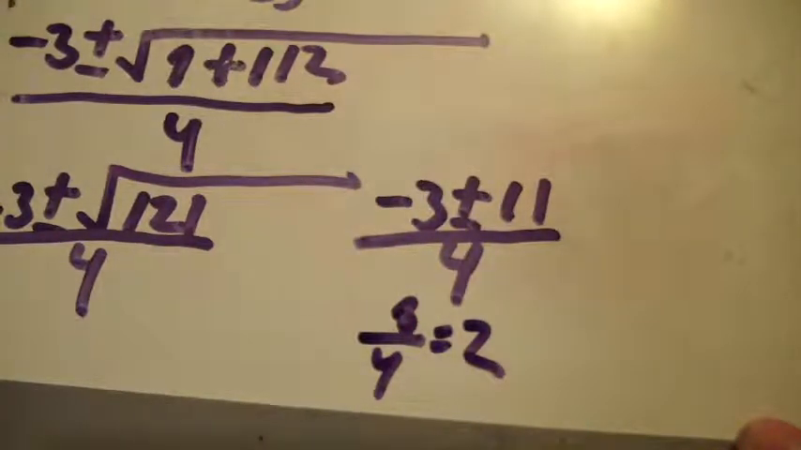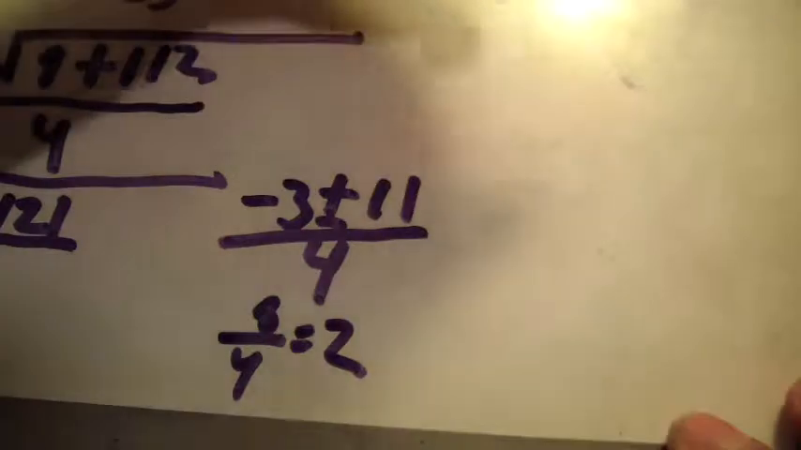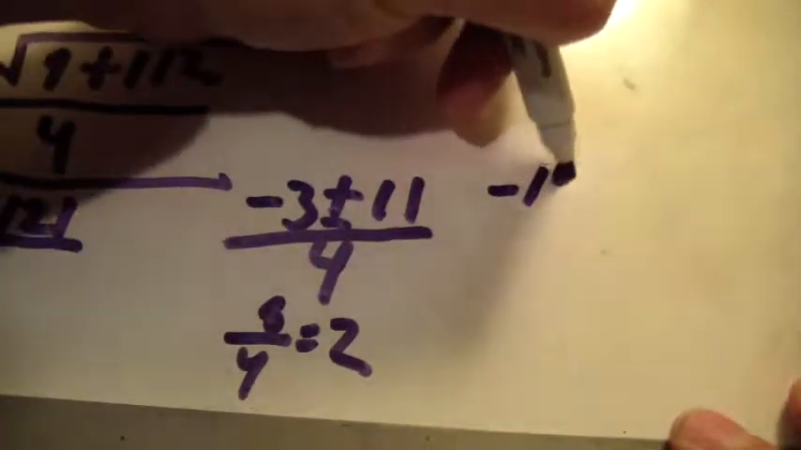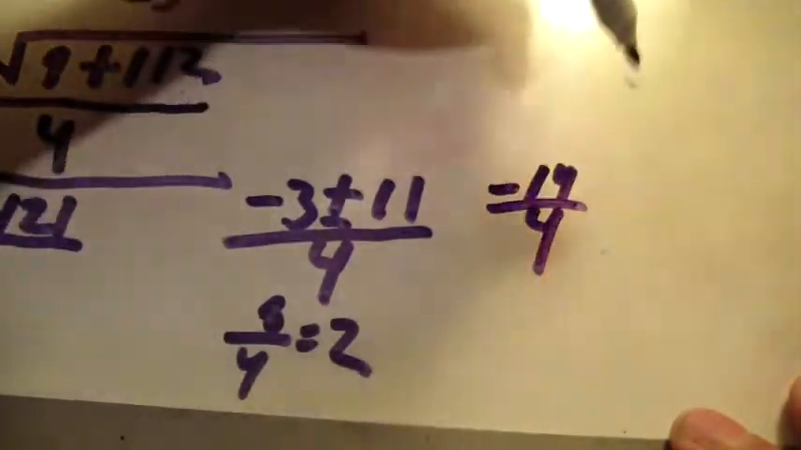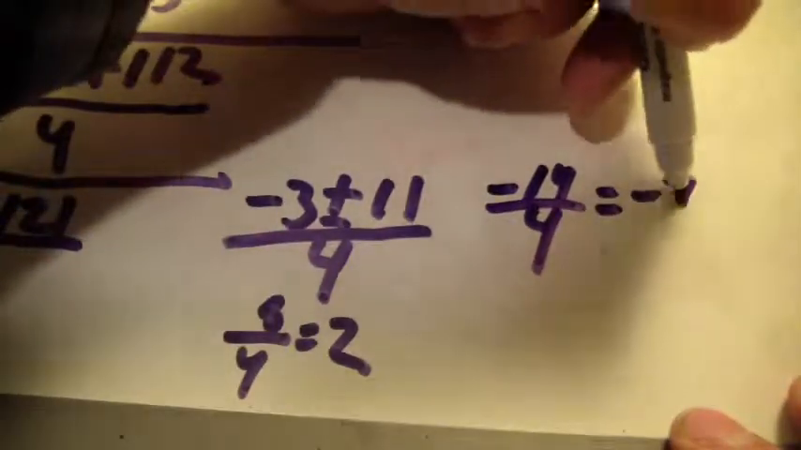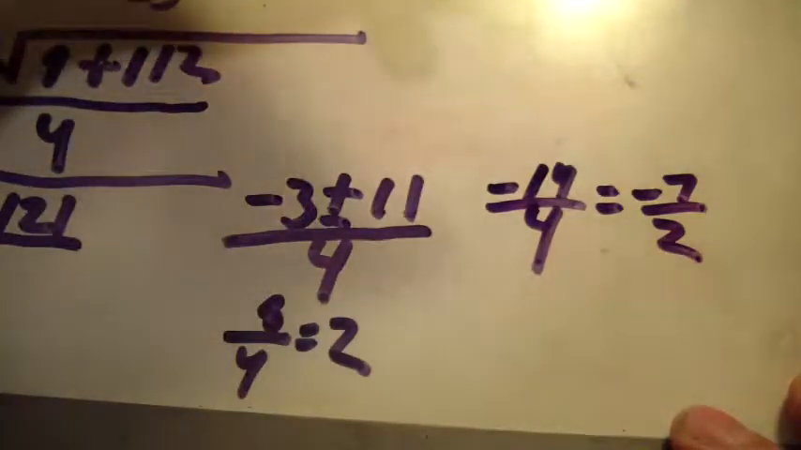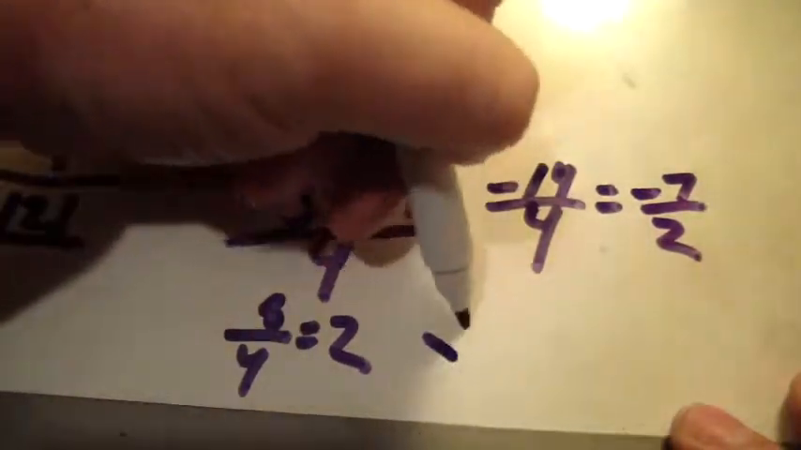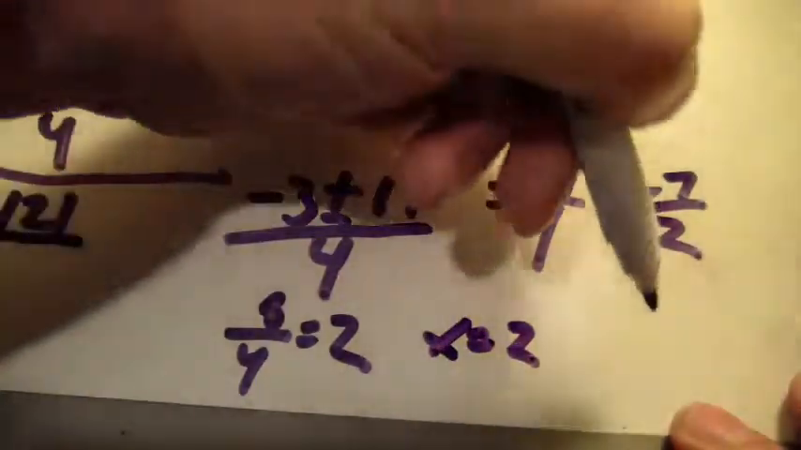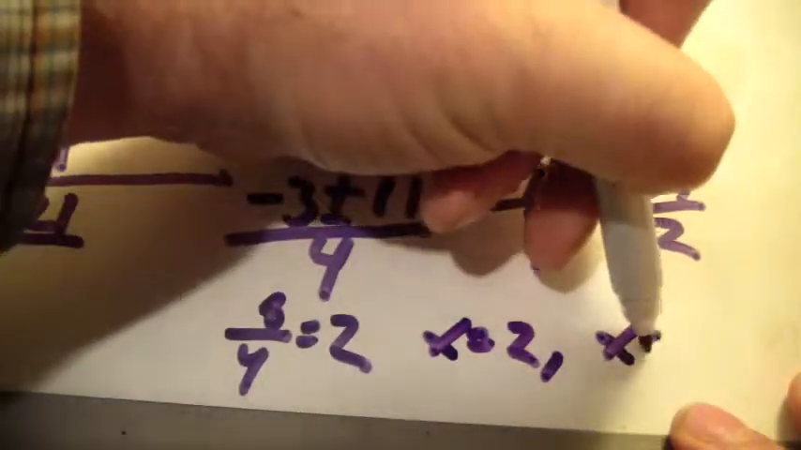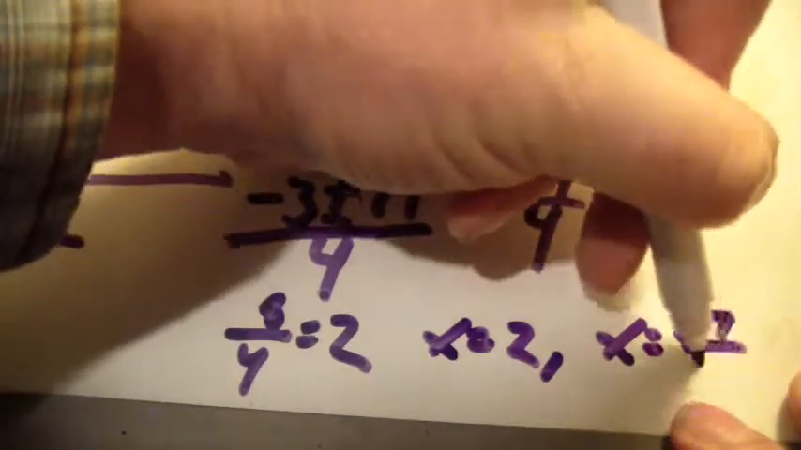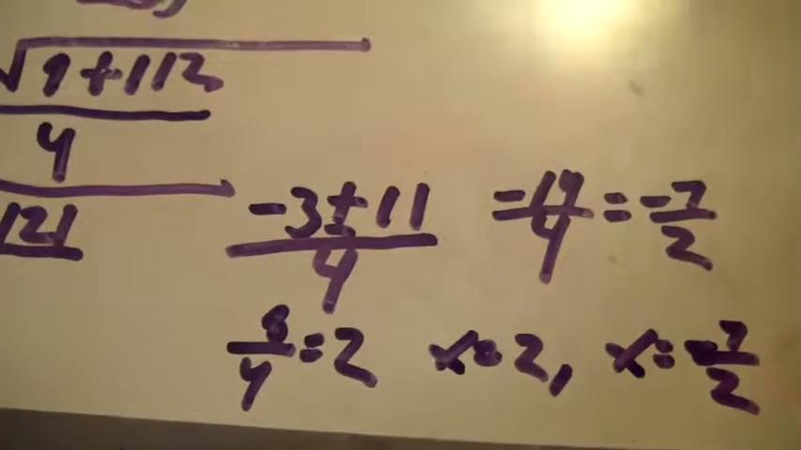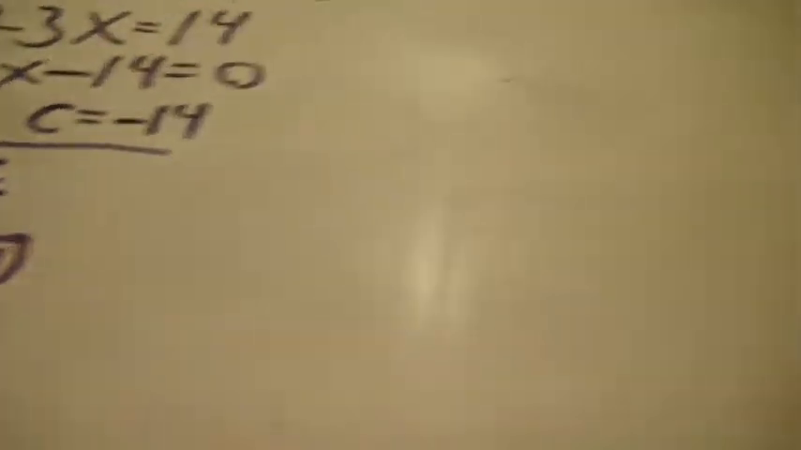Now, we do the other one. Negative 3 minus 11 is negative 14, over 4, which equals negative 7 over 2. Okay? So we know that x will equal 2, and x will also equal negative 7 over 2. Okay? So that's how you do it, but there are some more rules that you need to know.